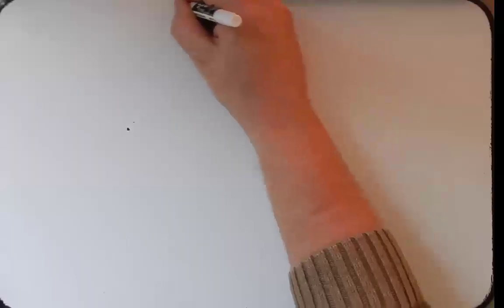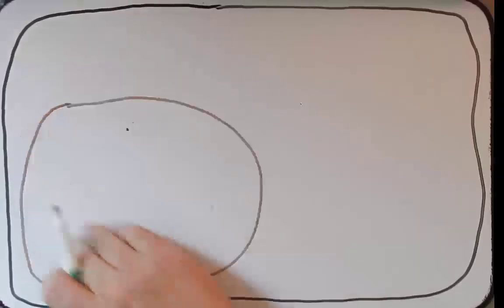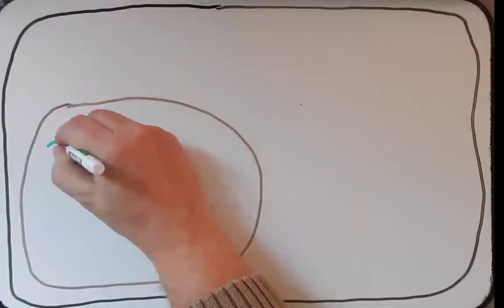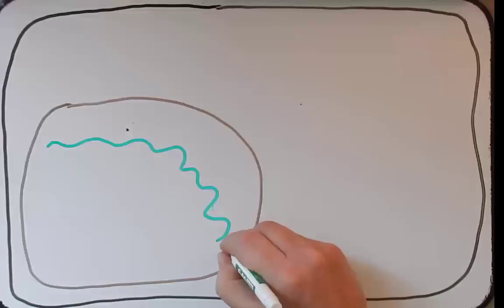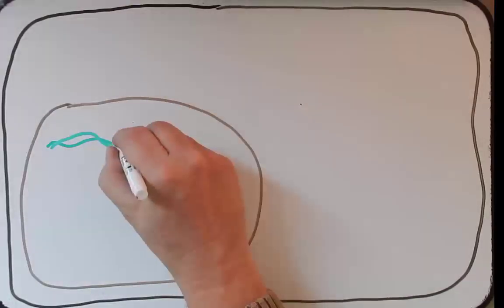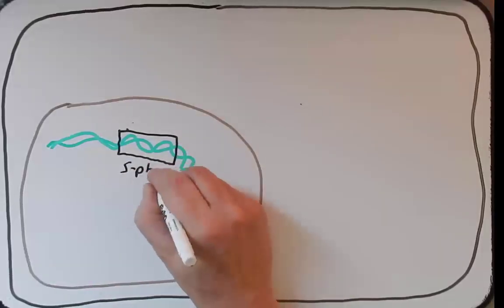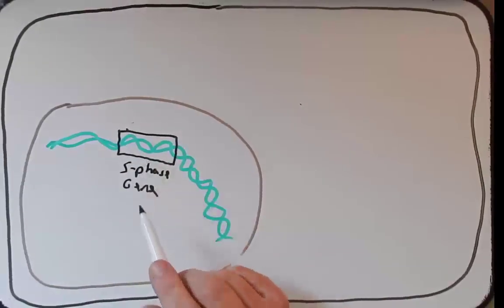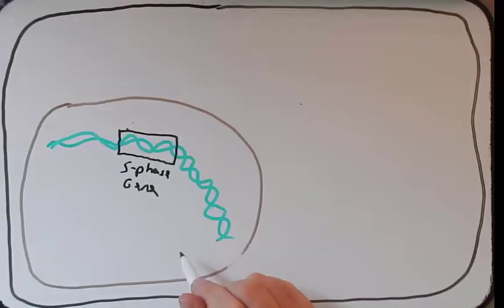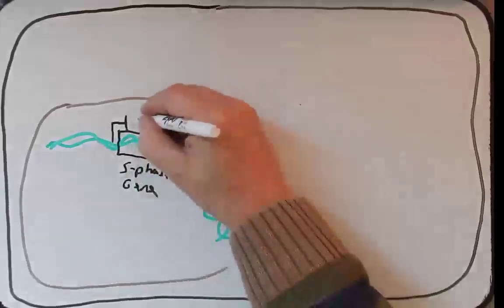So let's draw a rather large cell here. And let's draw our nucleus over here. And in our nucleus, let's draw some DNA. And let's say that on our DNA, that we have a gene. And let's just call this an S phase gene. Meaning that this gene needs to be expressed in order for the cell to enter S phase. Until it's signaled to do so, though, this gene will be off.